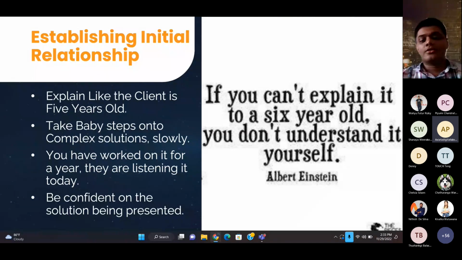And you should also be confident in the solution you are presenting. Therefore, in the initial relationship, you should train yourself to explain it to a 6-year-old. At that level, you would have a full understanding of the solution. Even when someone wakes you up in the night, you would be in a position to explain the system very simply, because you do not need to prepare. It is in your subconscious memory, because you have understood and digested it fully.